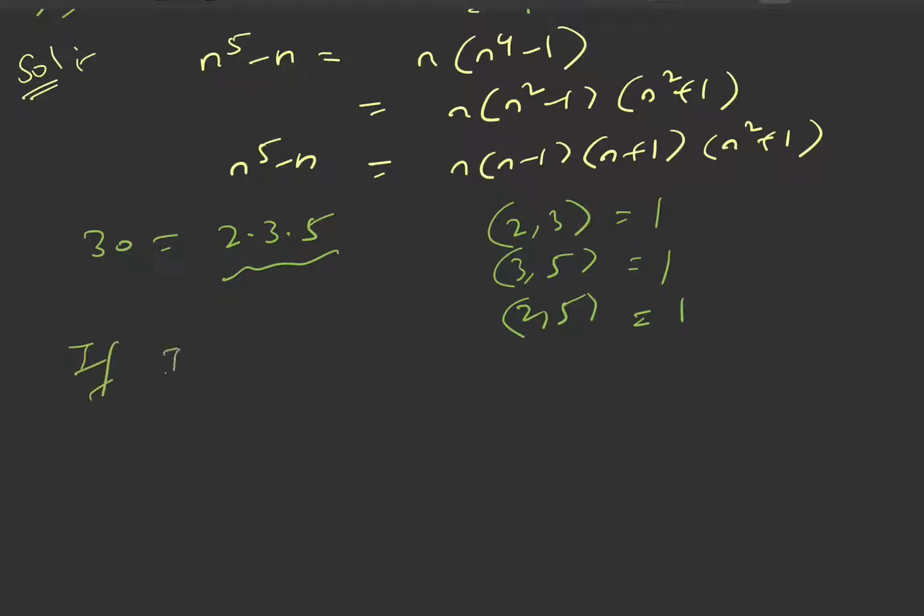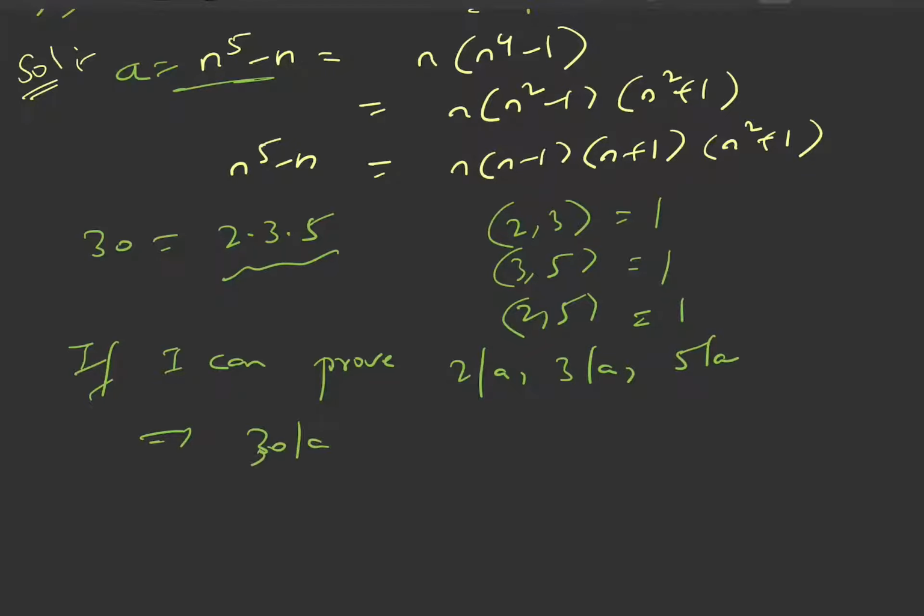So let us call this expression A only. Again, if I can prove that 2 divides A, 3 divides A and 5 divides A, then this implies 30 divides A, right?